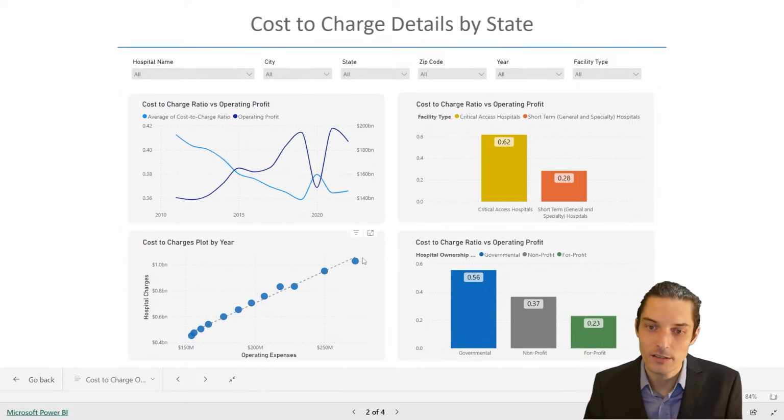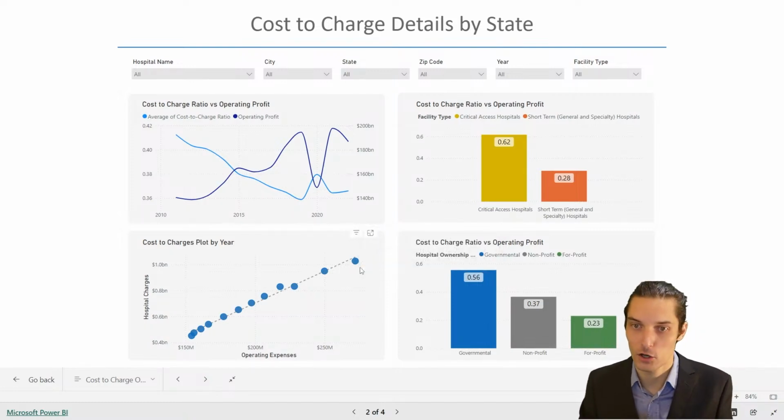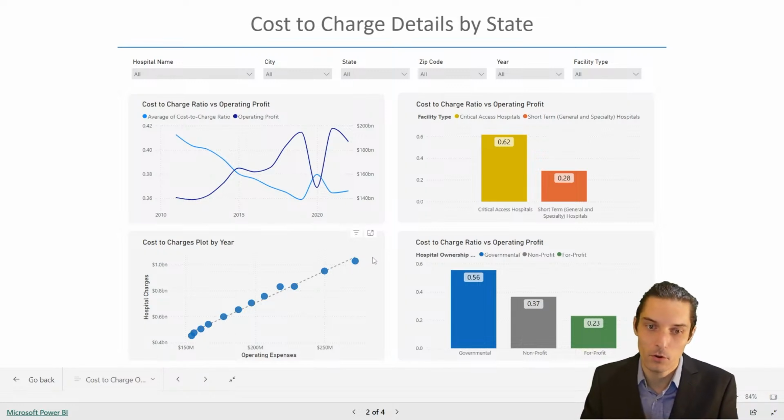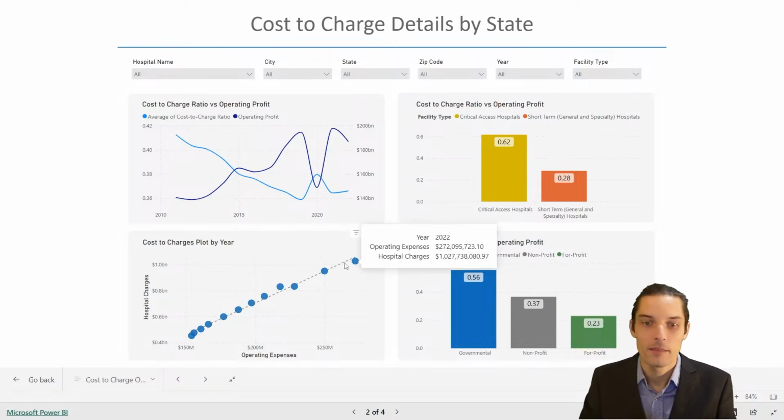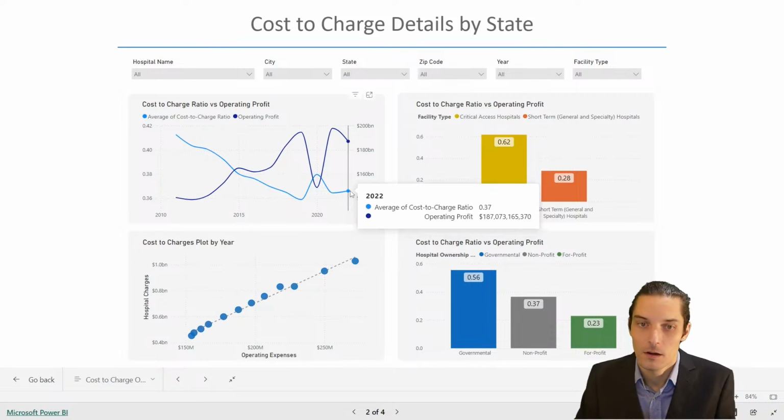And so your cost to charge ratios really aren't changing that much over a long-term trend. If you expect, for example, your hospital charges to go up, then you expect by that same degree for your operating expenses to go up at that same trend line over time.